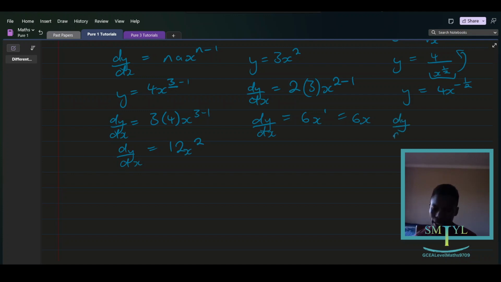dy dx is equal to, again, we're simply going to bring down our power, negative 1 over 2, and we still have our 4 here, x, and then subtract 1 from the power, so that's negative 1 over 2 minus 1. So dy dx would be equal to negative half times 4, which gives us negative 2, and then that's x to the power minus 3 over 2. And then if you want, you can always use laws of indices to take this to the bottom so that your power is positive.